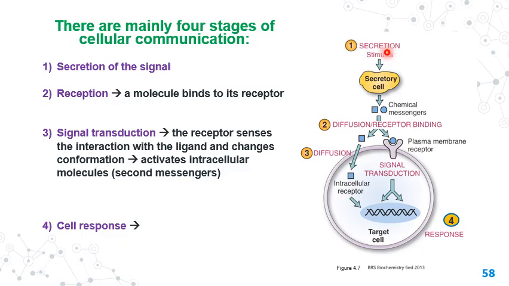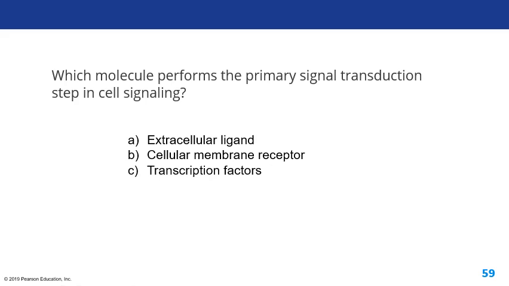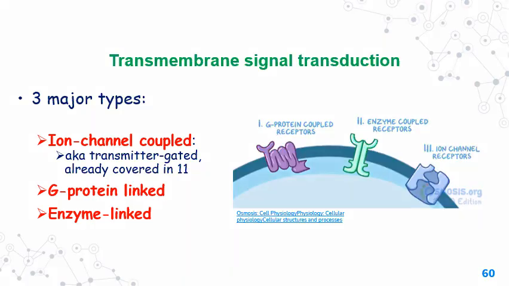So what's going to happen? Your first messenger gets to your receptor. Your receptor is going to produce a second messenger, and this process of producing a second messenger is called signal transduction. Okay? After signal transduction, you're going to have your cellular response. Okay? Which molecule performs the primary signal transduction? That is your receptor. Okay, think about this question later.